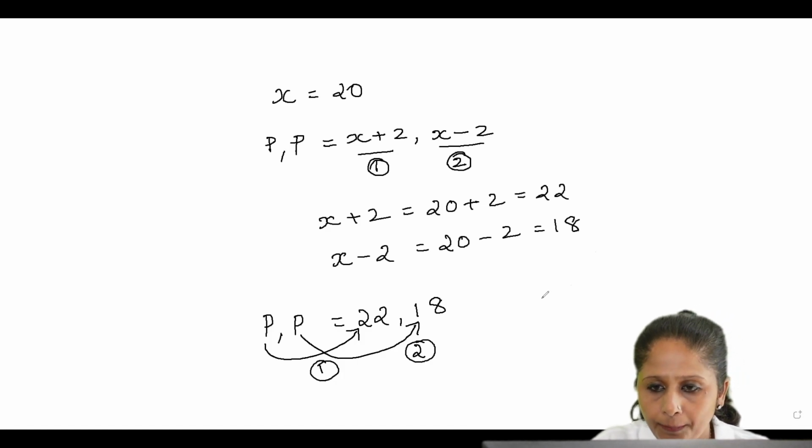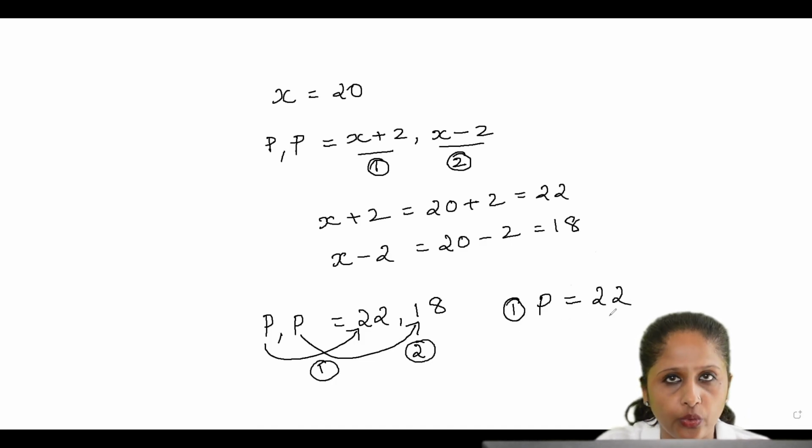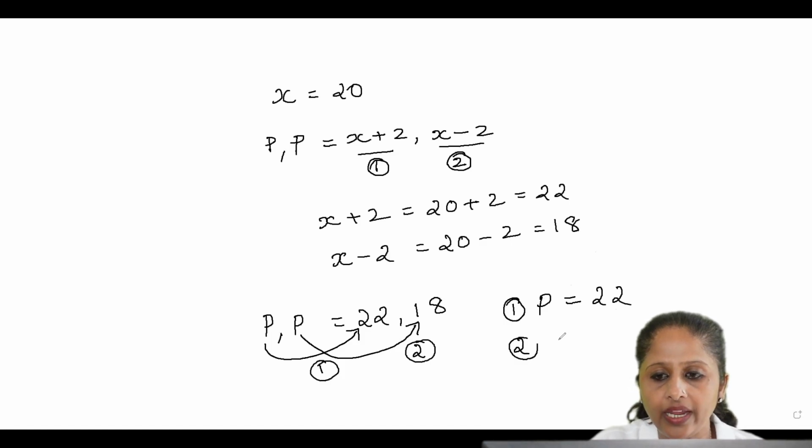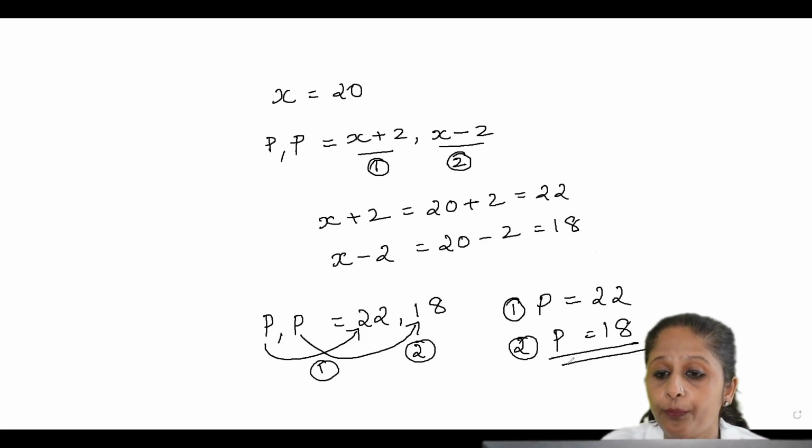So first p has the value 22. That is the first time the value of p is 22. Then next we have p equal to 18. So the last result of p is 18. So if you print this value, it gives 18. It prints the value 18.